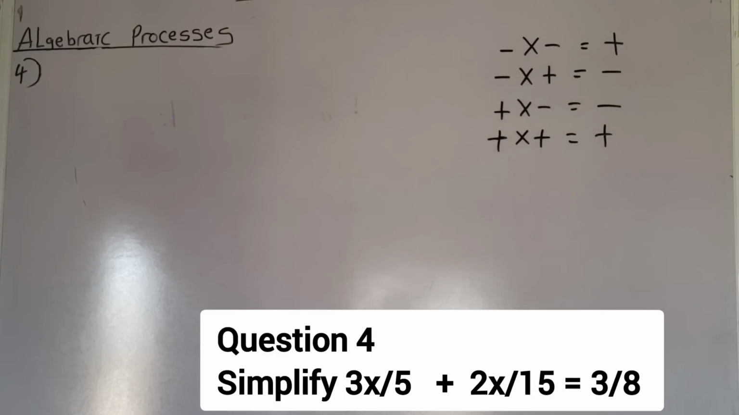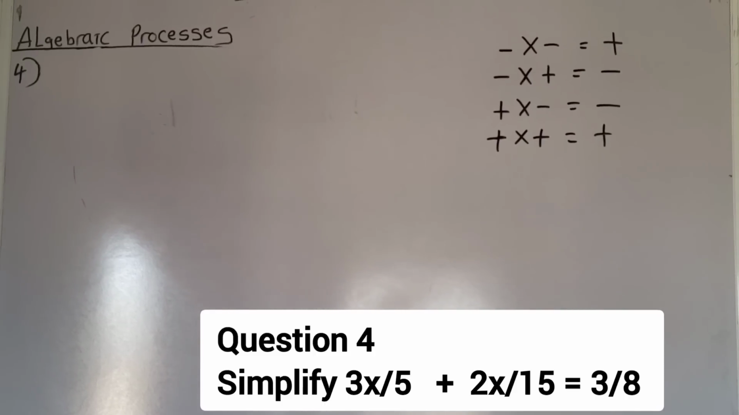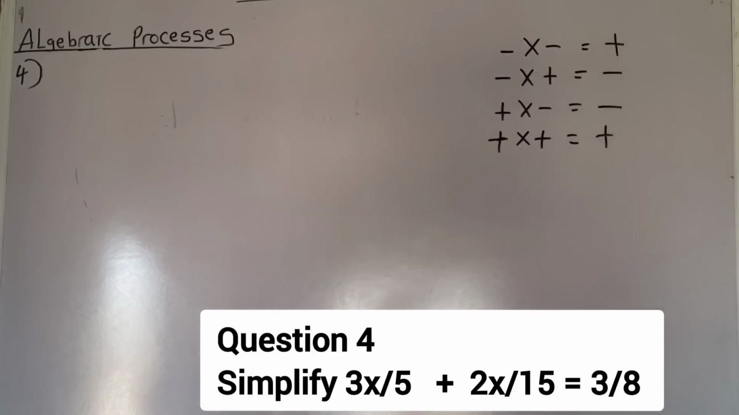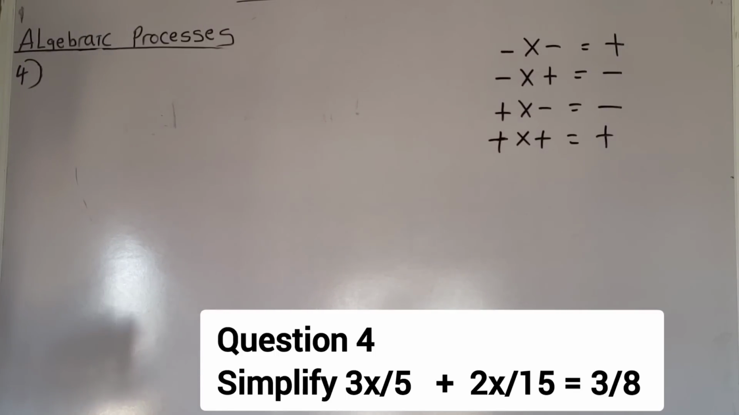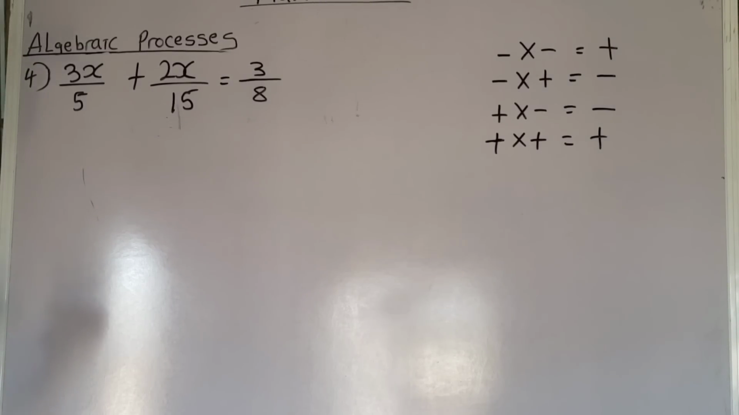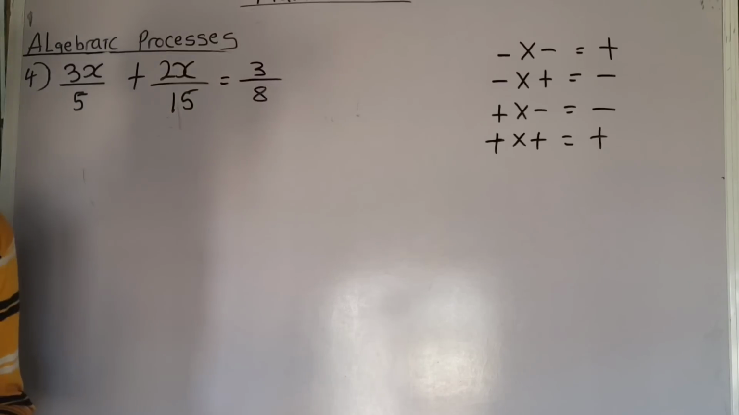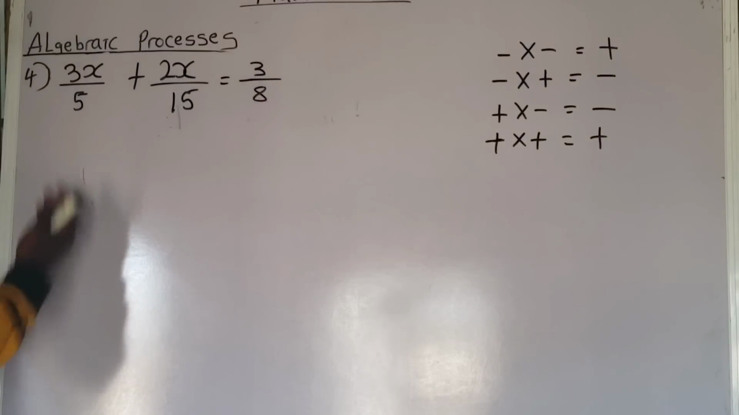Okay. Question 4. Simplify 3x over 5 plus 2x over 15 is equals to 3 over 5. The question says we should simplify. That means we should find the value of x. Do you understand what I'm saying? So the first step here is that we have to first deal with the left hand side of the equation. You can solve this in two ways. Okay, you just have to multiply through by the LCM. LCM means lowest common multiple. Are you paying attention? You just have to multiply all through by the LCM.